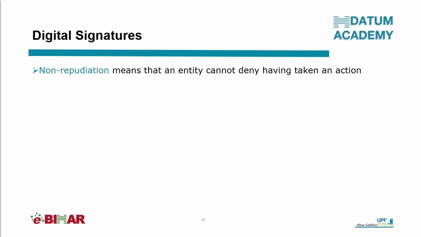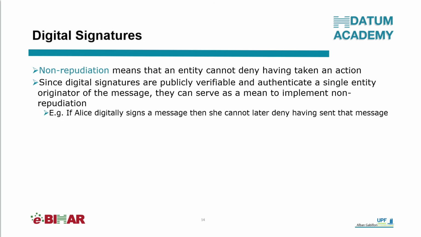If you read the literature on digital signatures, you will read that digital signatures provide the non-repudiation property. Non-repudiation means that an entity cannot deny having taken an action. Since digital signatures are publicly verifiable and authenticate a single entity originator of the message, they can serve as a means to implement non-repudiation. For example, if Alice digitally signs a message, then she cannot later deny having sent that message because everybody can verify the signature with Alice's public key.